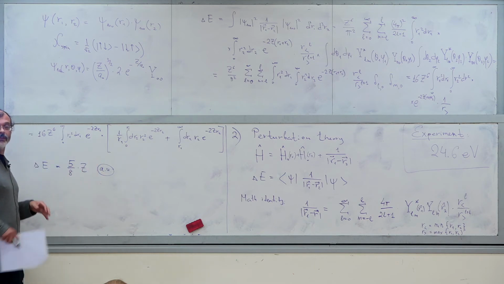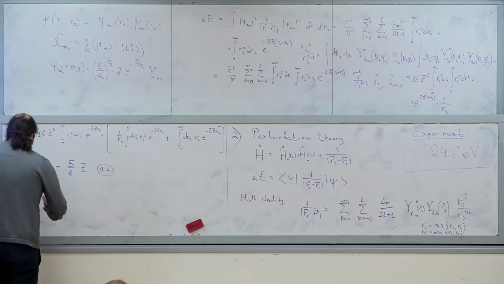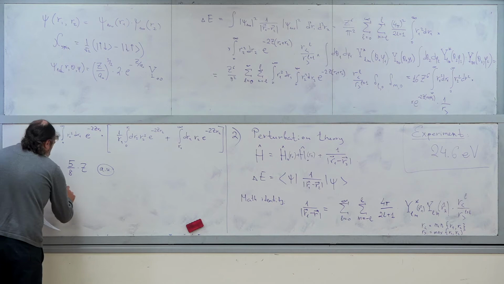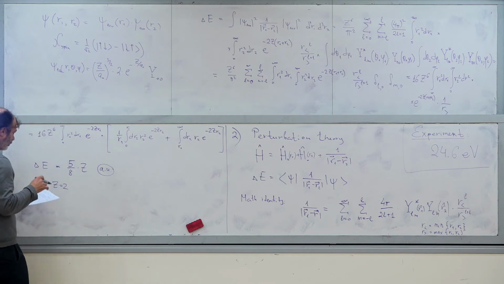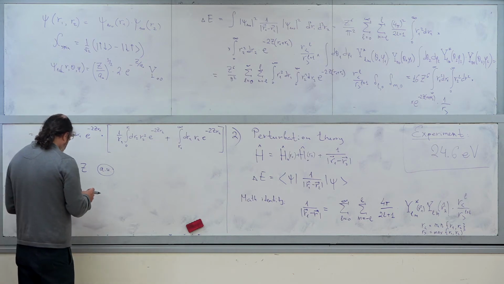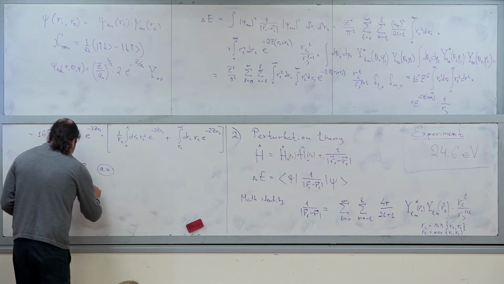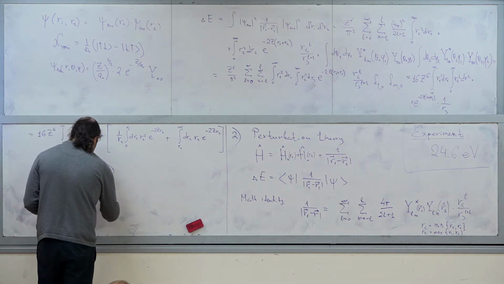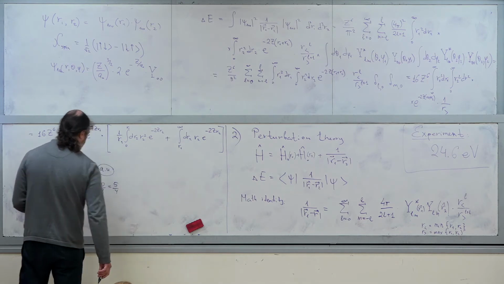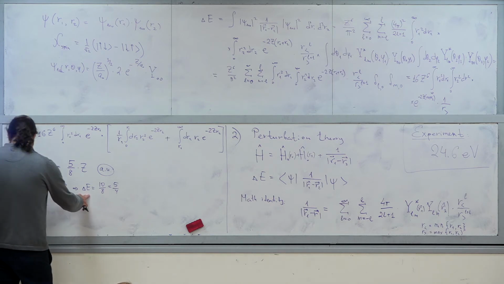So let's see what we get from that story. For the helium atom, Z is equal to 2. This is the atomic number. So this Z equal to 2 means that delta E is equal to 10 divided by 8, which is 5 divided by 4 in atomic units. Well, that's the delta E correction.